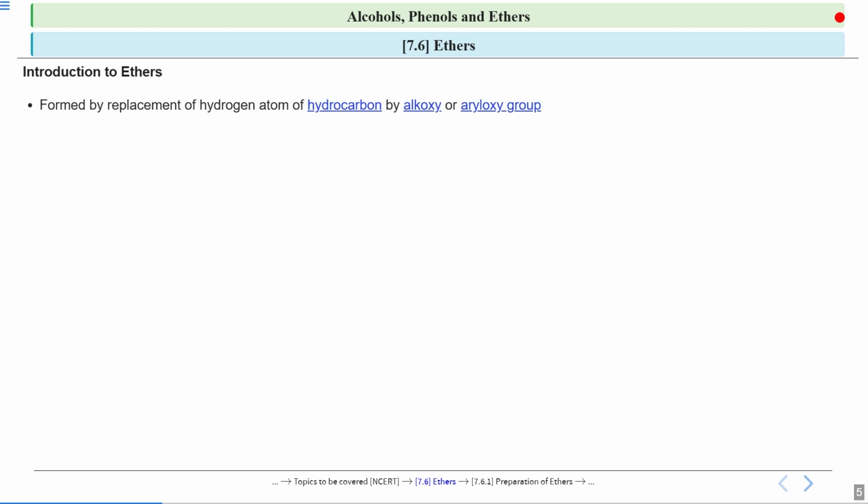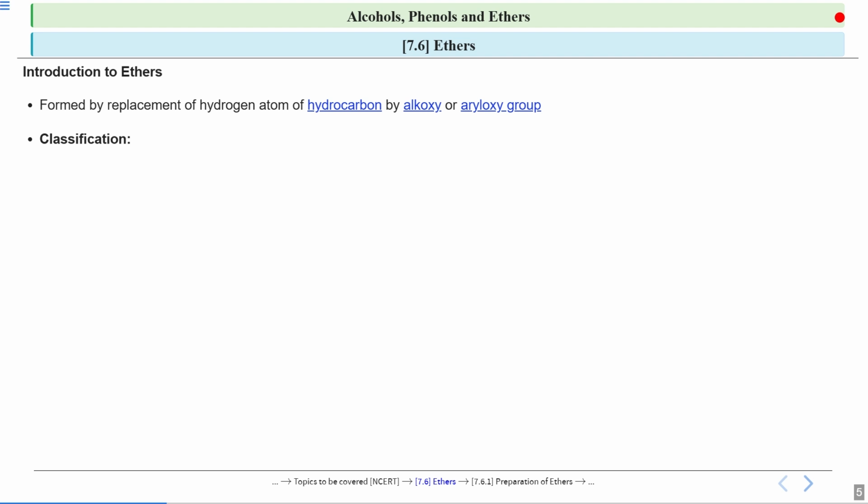So how is ether formed? When in a hydrocarbon, the hydrogen atom is replaced by an alkoxy or aryloxy group. Now see the word alkoxy. What comes to your mind by seeing this word? That something is connected with oxygen. Some R group is connected with oxygen. So that is an alkoxy or an aryloxy group. So the hydrogen atom of the hydrocarbon is replaced by an alkoxy or aryloxy group.